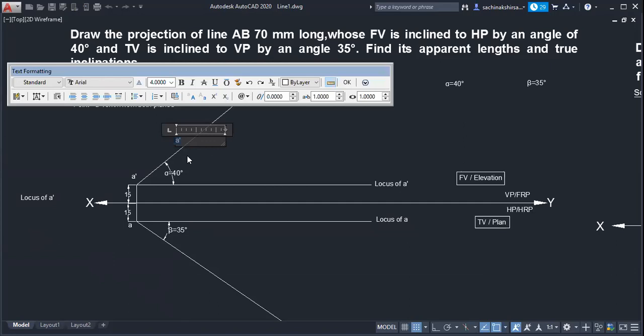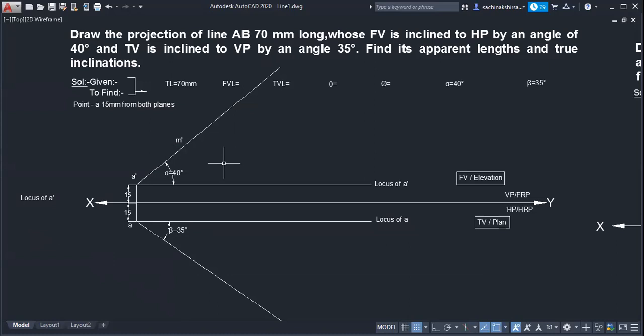Because this point is on the front view. Are you observing M dash here? Suppose I give a cross mark here. Here I have assumed the point M dash. So A dash M dash is the line of alpha. That means there will be a point M dash on it, meaning the front view of that point will be on that line. That's why I give the name M dash.